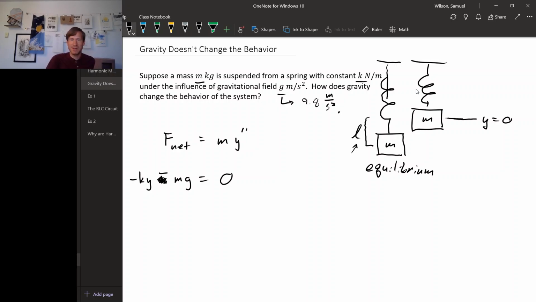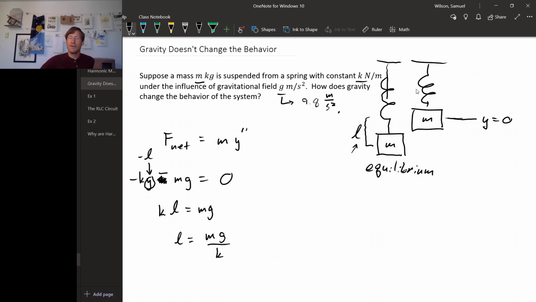Oh, and actually I've made a mistake here. In this equilibrium situation, y is negative L, right? Because the mass is hanging distance L below the natural length of the spring. So putting negative L in here for y, we get k times L equals m times g, and this lets us find L. So the distance that the mass stretches the spring due to gravity is m times g over k.